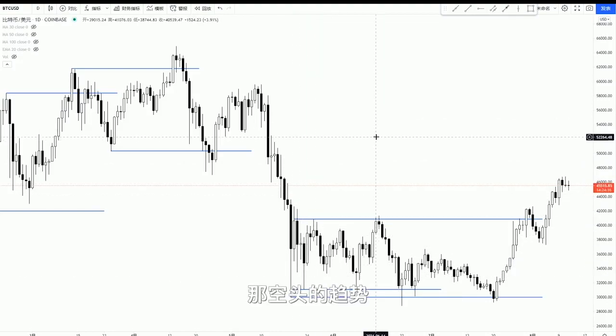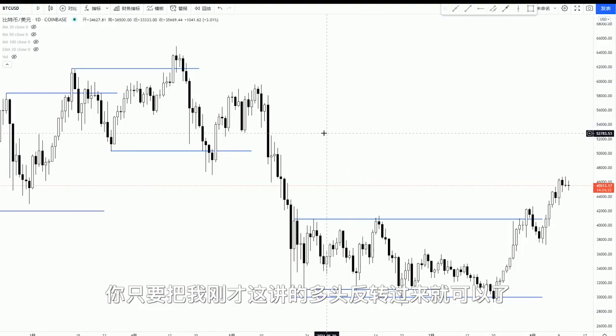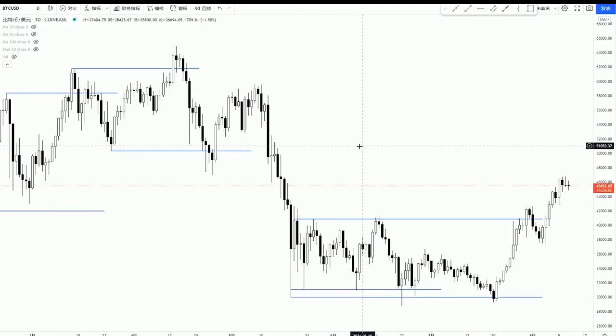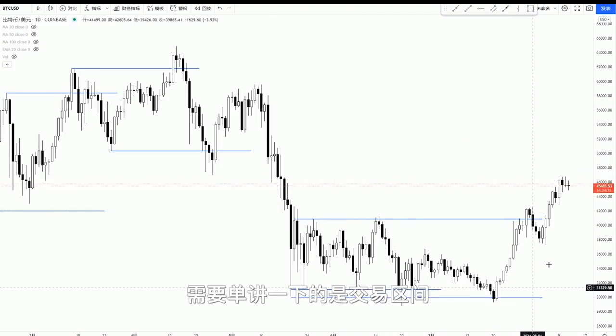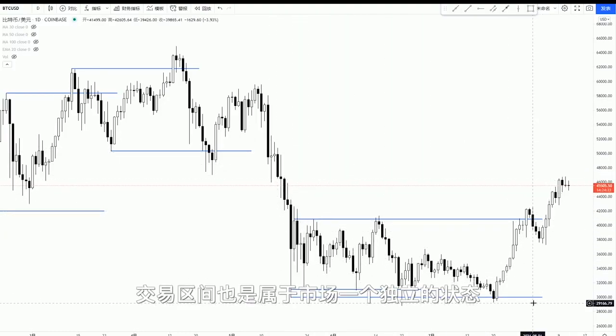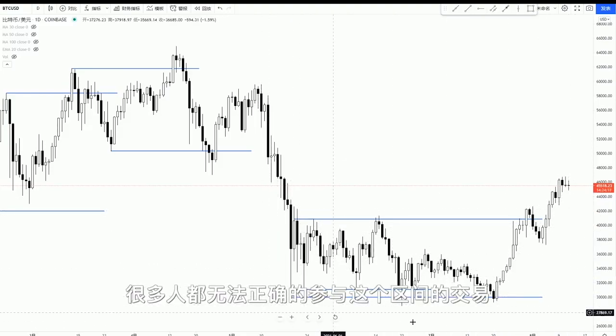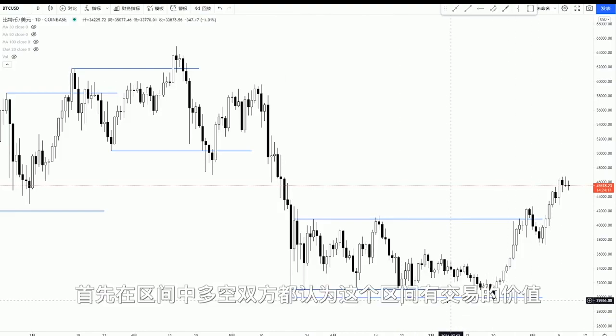What I need to talk about is the trading range. The trading range is an independent state of the market. First of all, both bulls and bears in the range believe that this range is worth trading. The main bulls are only willing to buy at the bottom of the range and take profits at the top of the range. The main bears are only willing to enter the range at the top and short.